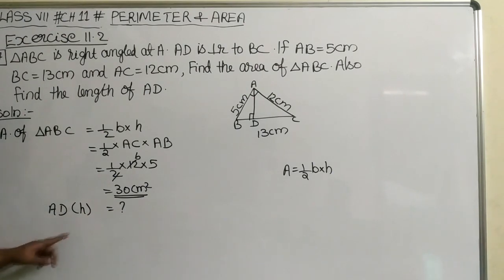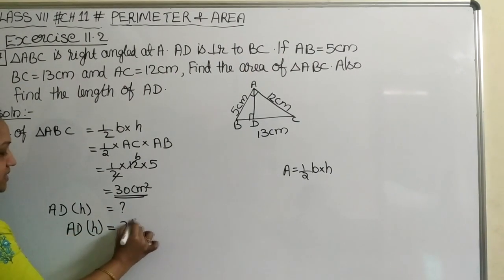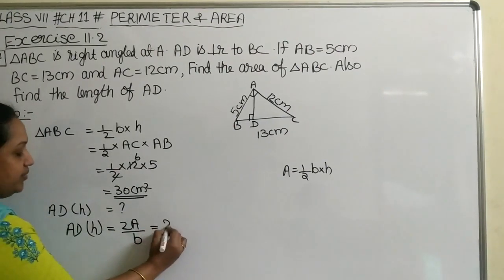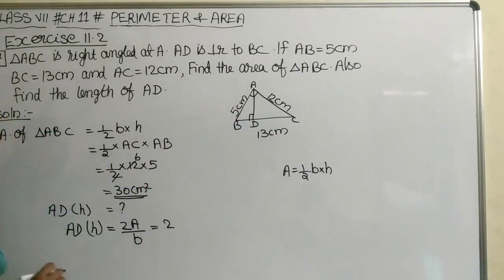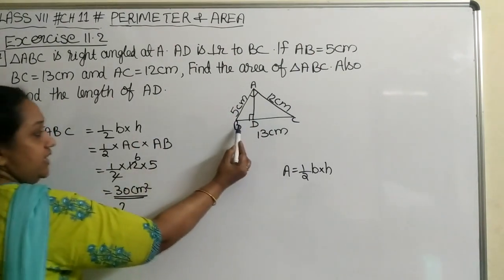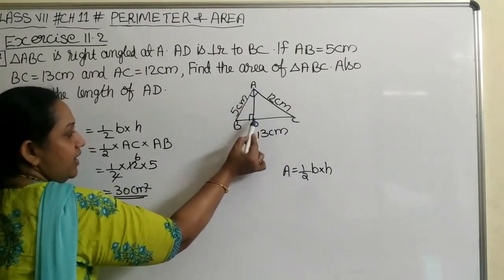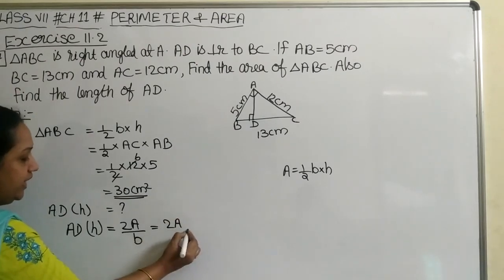What is the formula to find the height of a triangle? Yes, height AD equal to twice area divided by the base. Here which is the base we are taking? AB or BC or AC, which is the base we have to take? We are taking the base as BC because we have to find the perpendicular height AD. So we can write 2 into A divided by BC.